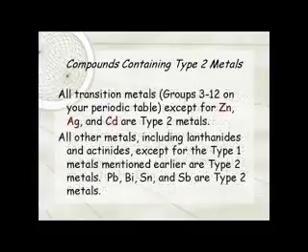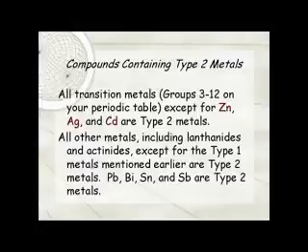All transition metals, which are groups 3 through 12 on your periodic table, or they may have B designations, 3B, Roman numeral 4B, Roman numeral 5B, and so on. These are all type 2 metals except for zinc, silver, and cadmium, which we spoke about when we talked about type 1 metals. The lanthanide and actinide groups, those two 14 element periods, or rows, down at the bottom of the periodic table, are also all type 2 metals, meaning they have more than one possible charge.